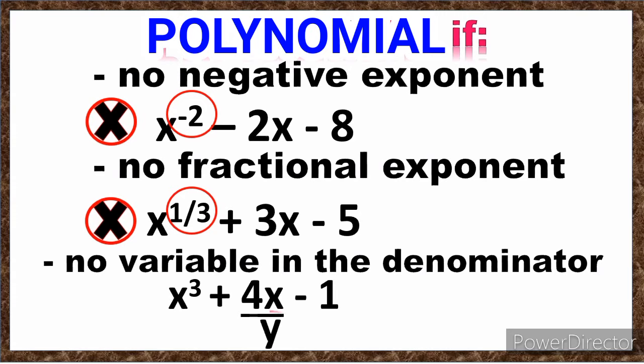Okay, expression x cubed plus 4x over y minus 1. Okay, meron tayong variable na y sa denominator na kapag sinimplify natin, yung y na yan, pag nilagay natin sa numerator, magkakaroon na tayo ng negative 1 exponent. So, therefore, this is not polynomial. Okay, again, para malaman natin na yung expression is polynomial, polynomial kapag positive ang exponent, kapag walang fraction ang exponent, at kapag walang variable sa denominator.